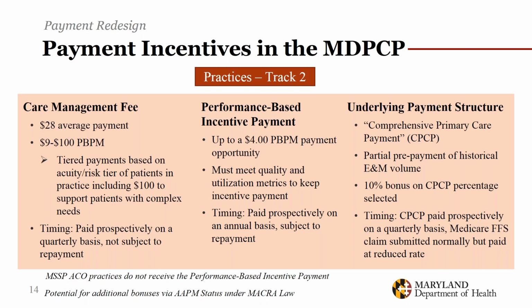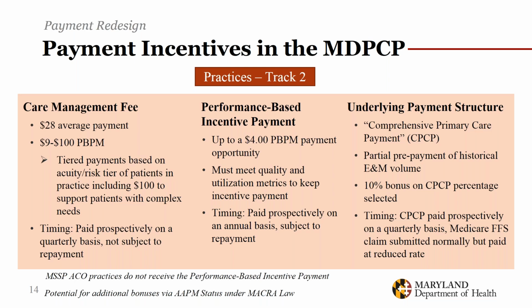The performance-based incentive payment is a $2.50 per beneficiary per month amount that you get, again, for all of those attributed patients. This is paid upfront at the beginning of the year in a one-time lump sum, and then at the end of the year, you report your quality metrics, and it's also paired with your utilization metrics to see whether you've met the measures. The idea here is to give practices the money up front so they can use it to improve their practice, but you have to meet the metrics in order to keep all of the money.